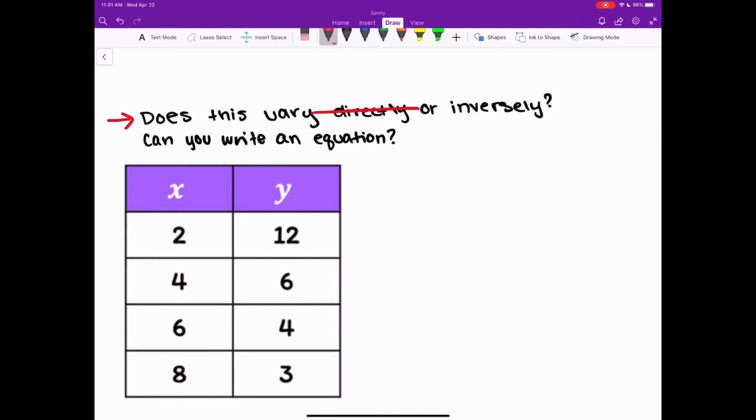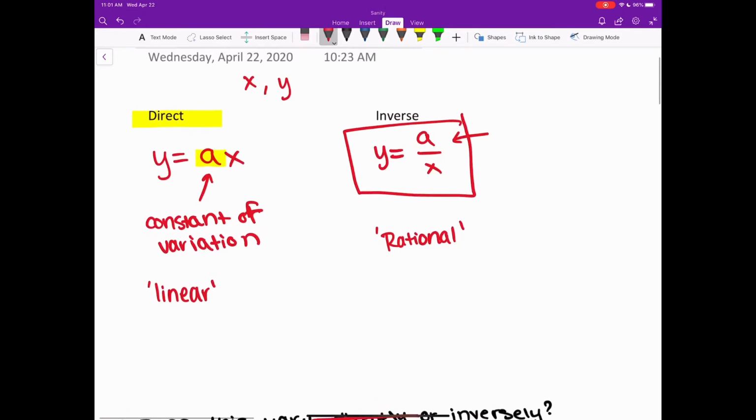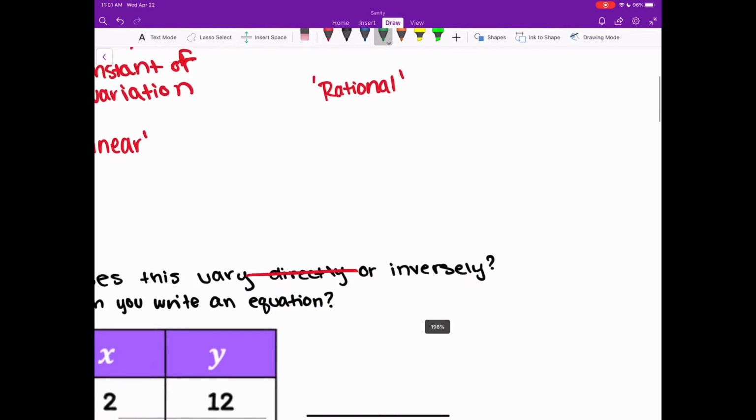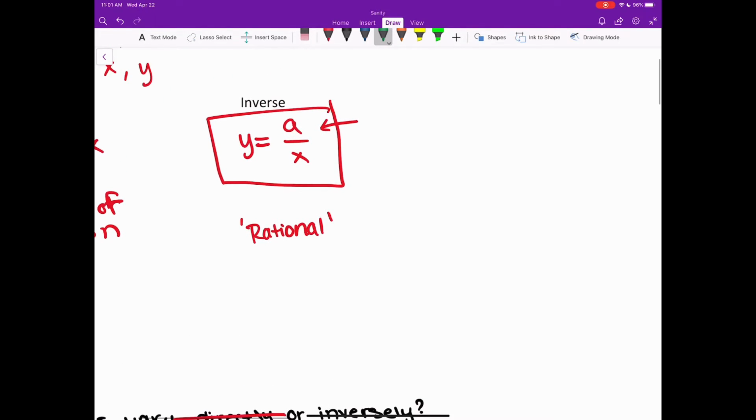Would it be inverse? Okay, so up here, I have this inverse variation, where y equals a divided by x. If I'm going to fiddle around with this formula, I'm going to multiply by x on both sides, because I'm going to do this here in just a second. So that means x times y equals, well, those cancel each other out, and I'm just left with this constant of variation a.